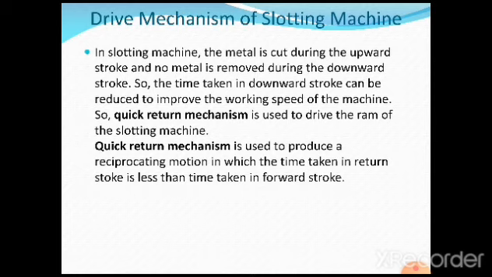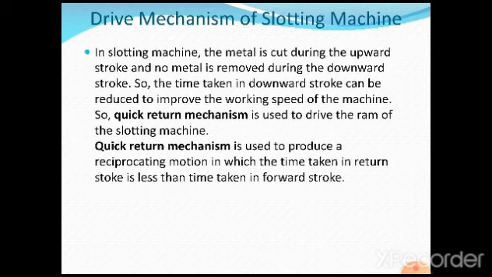In a slotting machine, the metal is cut during the upward stroke and no metal is removed during the downward stroke. This is very important. Whenever the ram goes up, the material is removed, and no metal is removed during the downward stroke. So the time taken in the downward stroke can be reduced to improve the working speed of the machine. That is the main idea here.